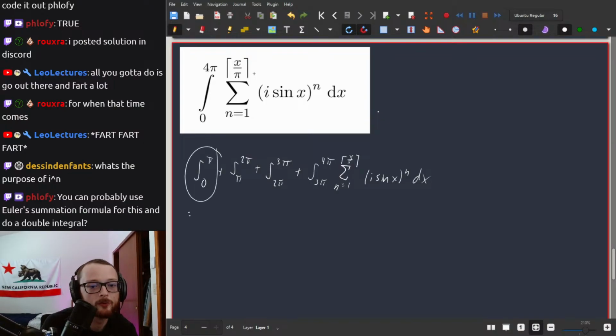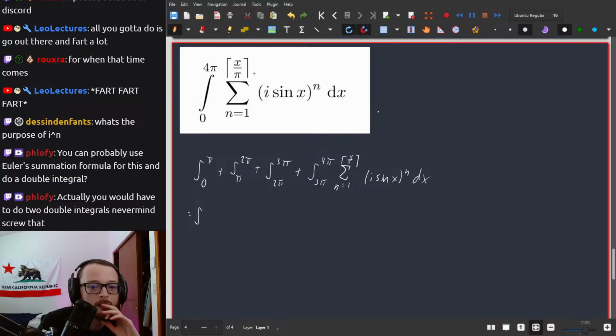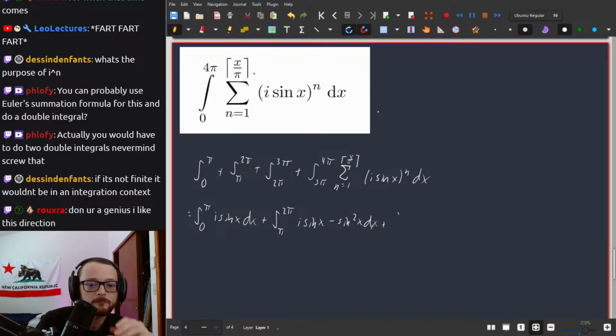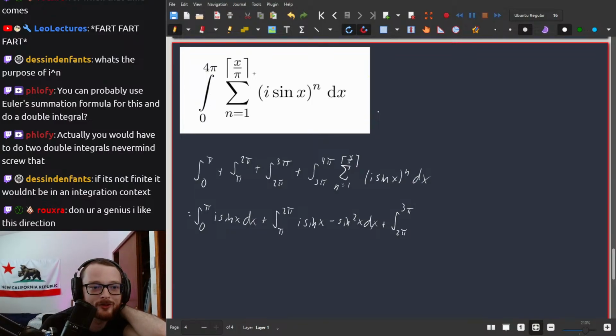Okay, so on this first interval, the ceiling of x over pi is always 1. That's the point of doing this. And so that means it's just from 0 to pi, I sine of x dx plus pi to 2 pi, our ceiling is always 2. So we get I sine x minus sine squared x. If it's not finite, it wouldn't be an integration context. Yeah, if it was infinite, you'd probably have to look for some way to switch the summation and integral or something.